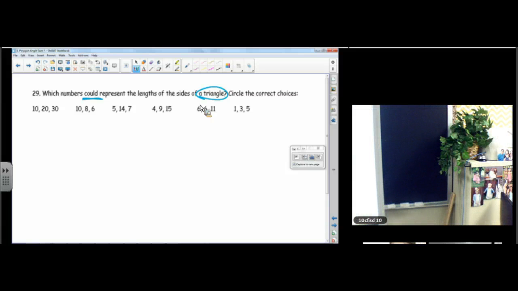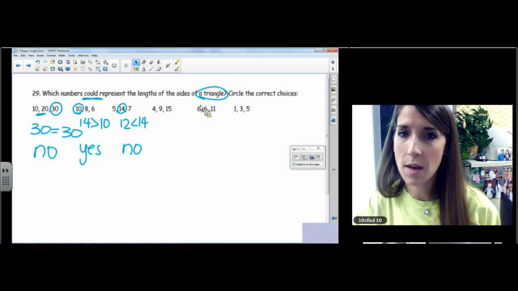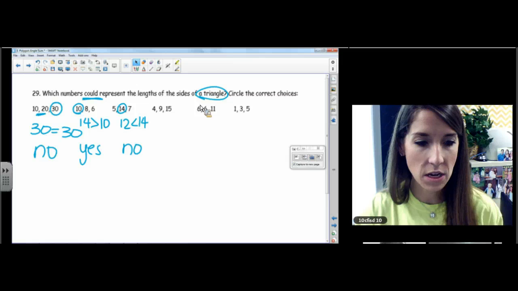So I always circle the largest one. You add up the two remaining. 30 is not greater than 30, so no. On this one, 6 plus 8, 14 is greater than 10, so yes. 7 plus 8, 12. 12 is not greater, so no. If the sum is greater, you put yes, and if the sum is not greater, you put no. And that's how you do that one.